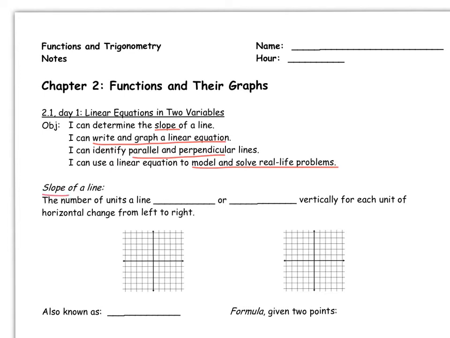The definition for slope is the number of units a line rises or falls vertically for each unit of horizontal change from left to right. You have a couple of examples. If your line rises from left to right, that means it looks kind of like you're walking up a hill. If your graph falls from left to right, you'd have a slope that's negative, and it looks like you're going downhill.